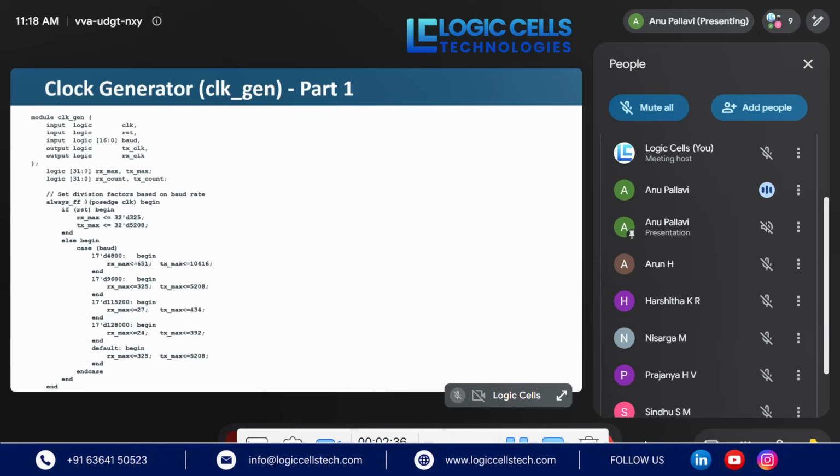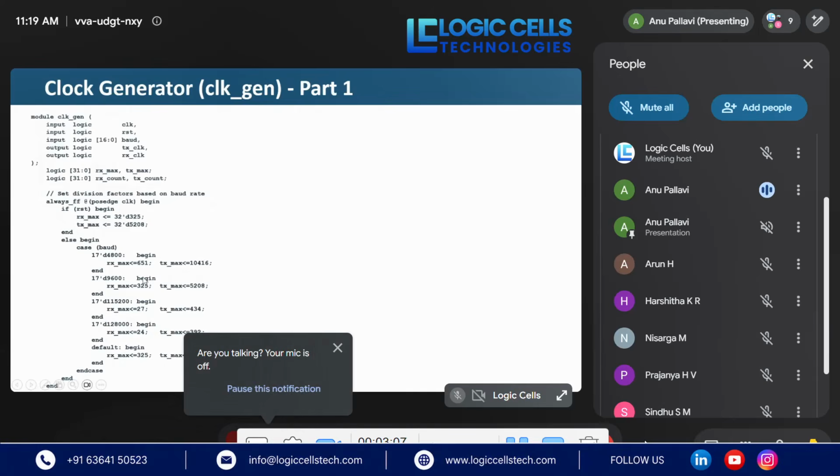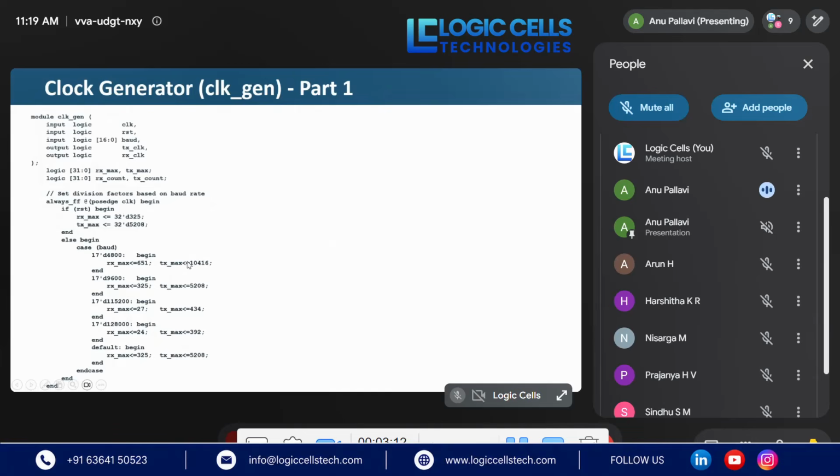This UART design has four main parts: the clock generator, UART transmitter, UART receiver, and a UART top module. First, the clock generator. The purpose of the clock generator is to generate separate TX and RX clocks from the main system clock. Here the baud rate is given as an input, and based on the selected baud rate, different division values are selected for the transmitter and receiver. The RX clock will be faster because the receiver uses oversampling. The TX clock runs at the baud rate.